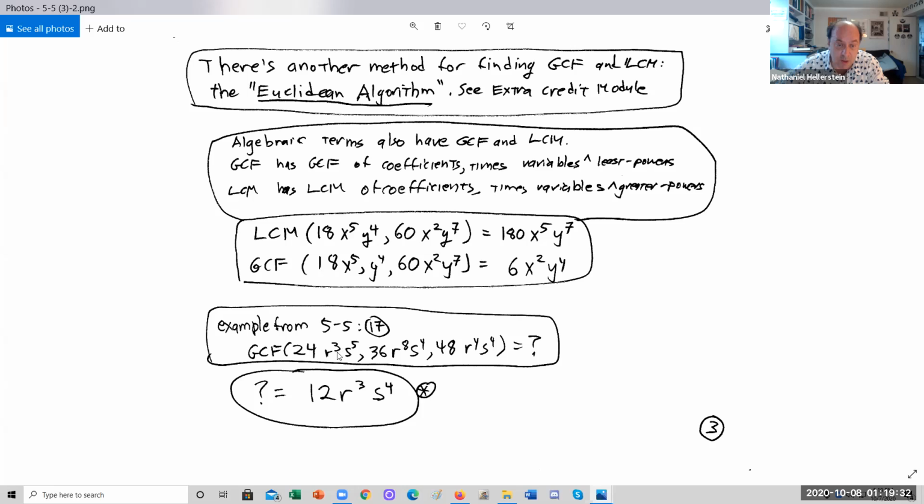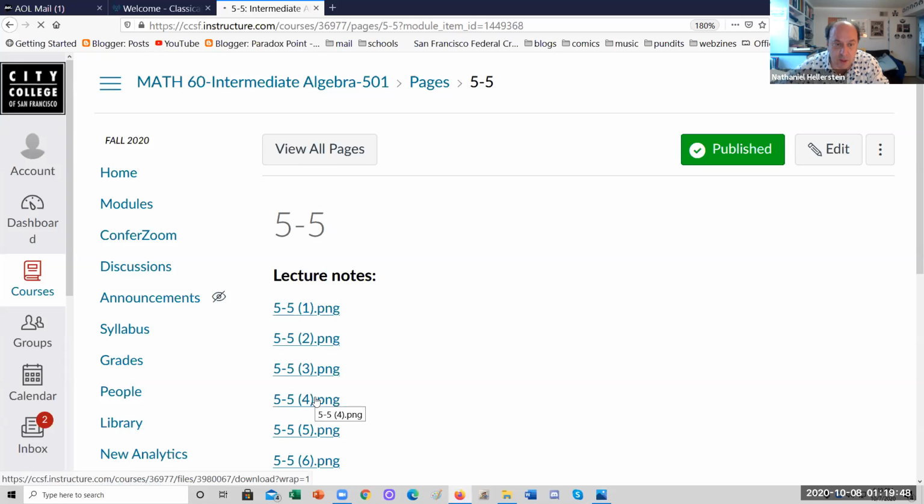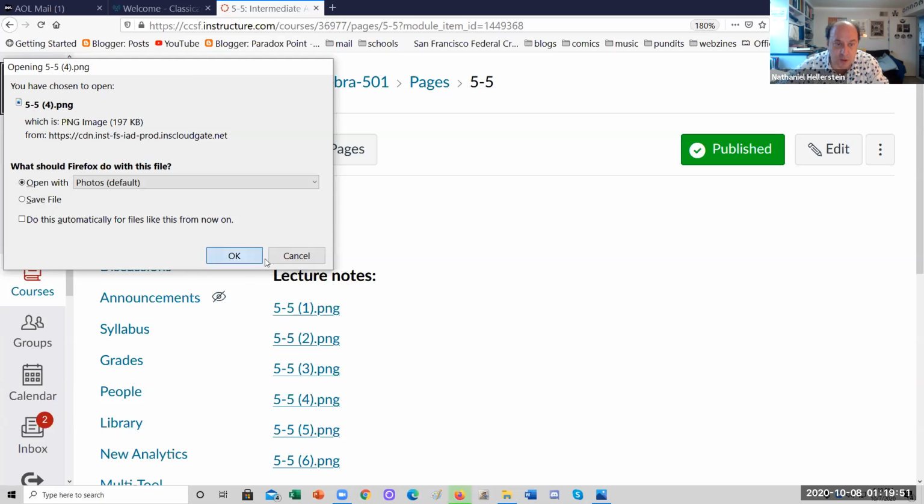Now, if we look at the least power for each, r to the 3rd, r to the 8th, r to the 4th, we put r to the 3rd. s to the 5th, s to the 4th, s to the 4th, we put s to the 4th. So the greatest common factor is 12r to the 3rd s to the 4th. And we're going to use this as a way of reducing fractions.